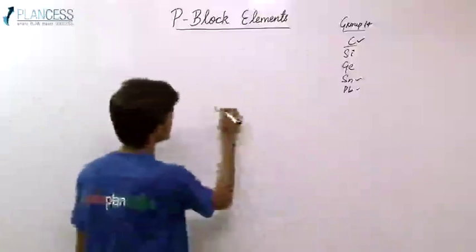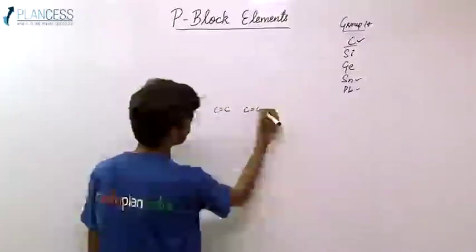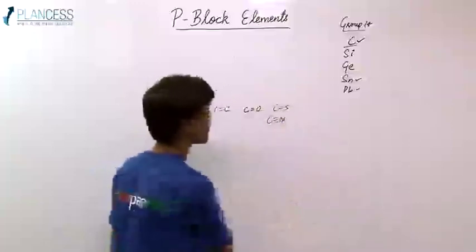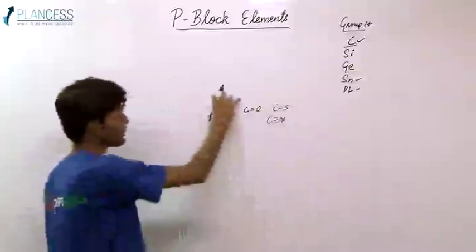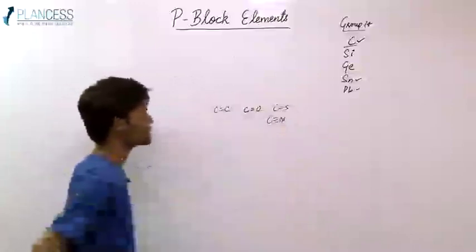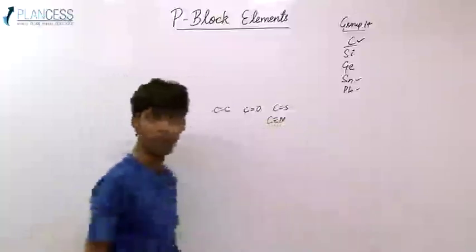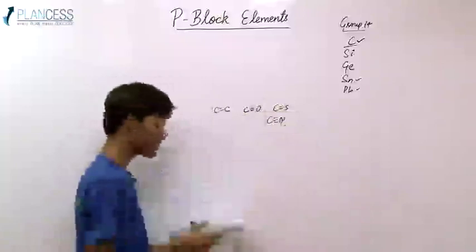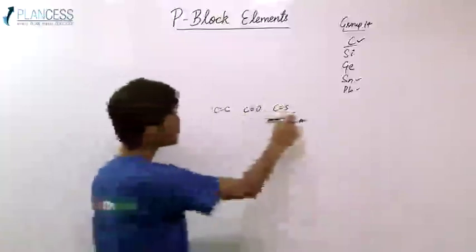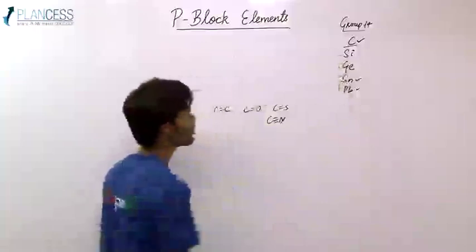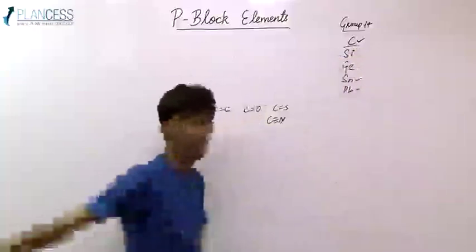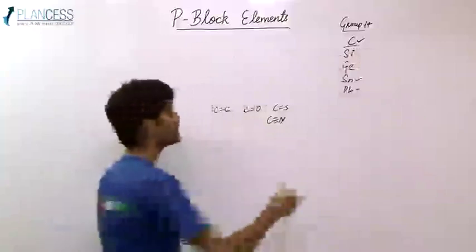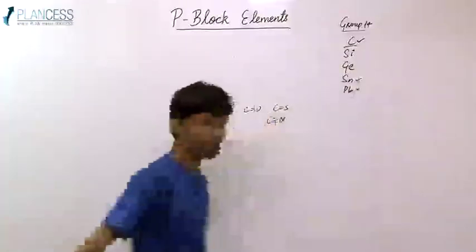Let's say it can form C double bond C, it can form double bonds with oxygen, with sulfur, and with nitrogen, and triple bonds also. It has this property because of the higher electronegativity of the combining atom and the small size of the carbon atom. This is not shown as we go down the group because the orbitals of silicon or germanium are very large and the effective overlapping is very less in the case of the rest of the group 14 elements.